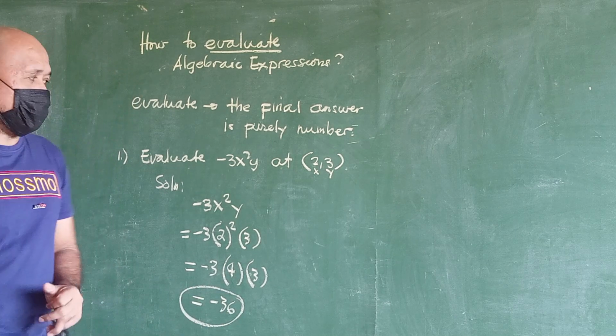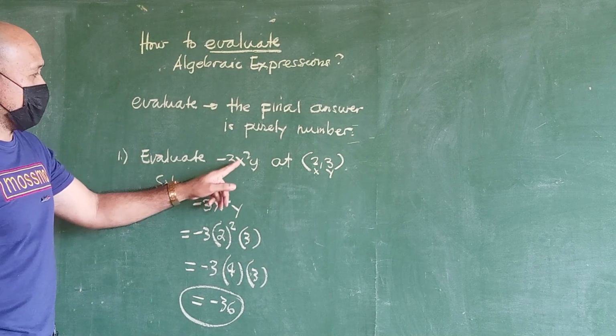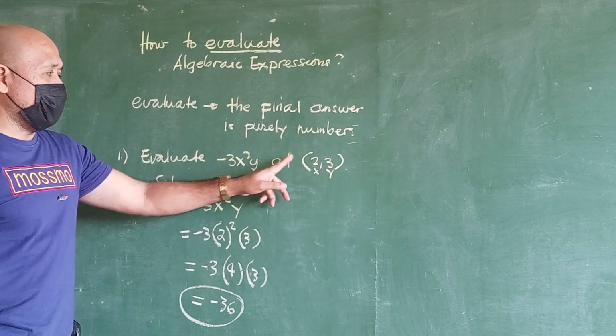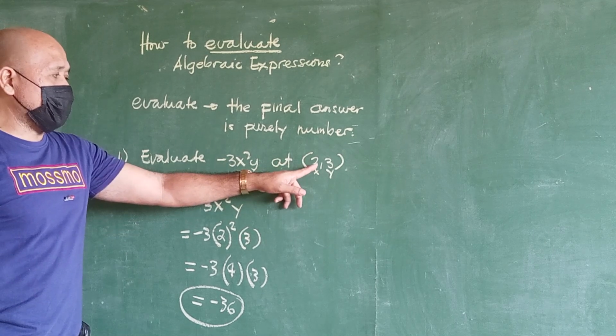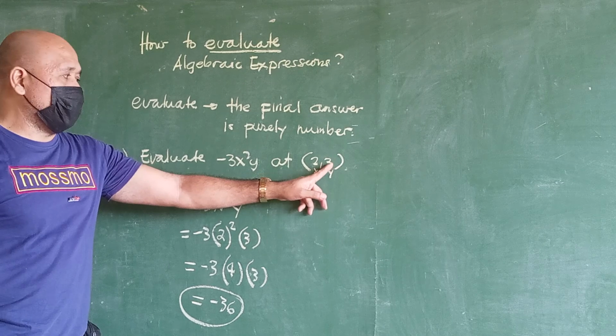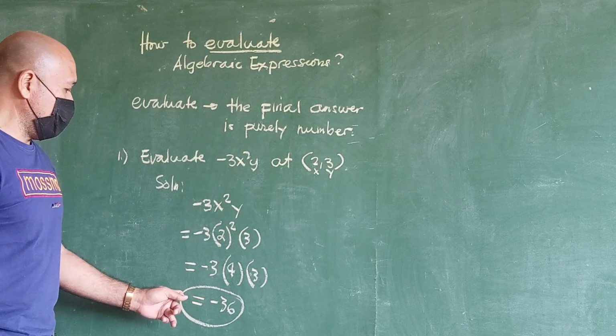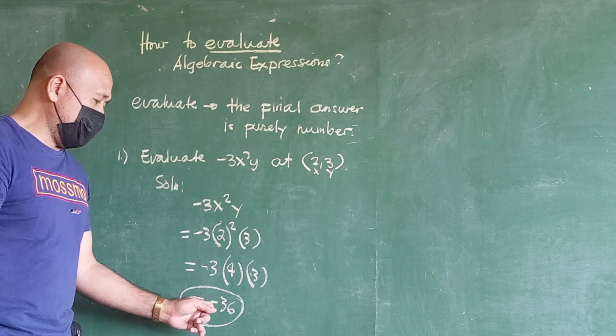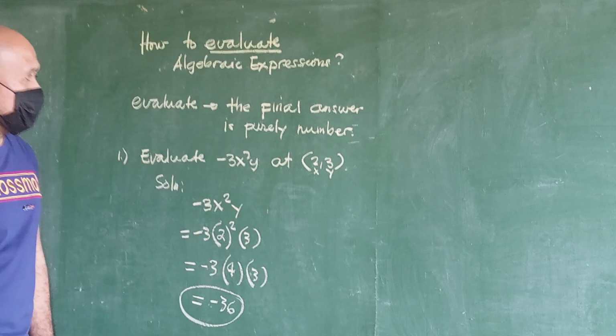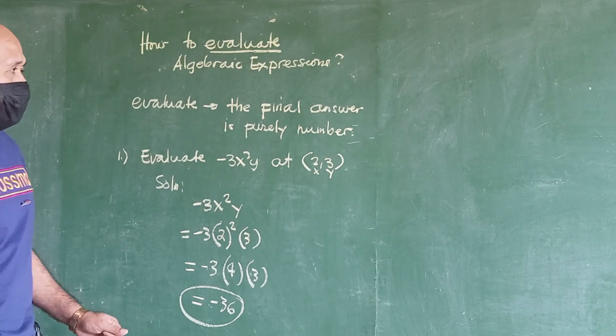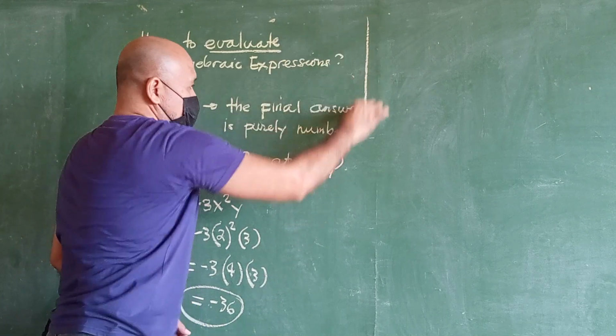So therefore, class, when you evaluate negative 3x squared y at the coordinates of points where x is equal to 2 and y is equal to 3, the resulting value is negative 36. So that's it. That's how you simply evaluate an algebraic expression.